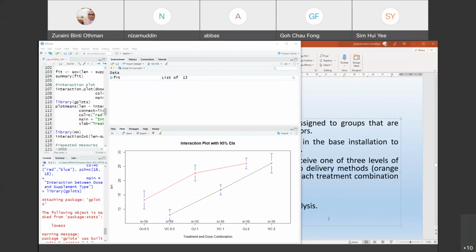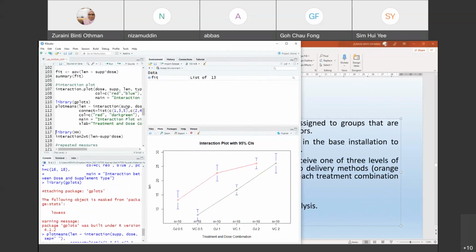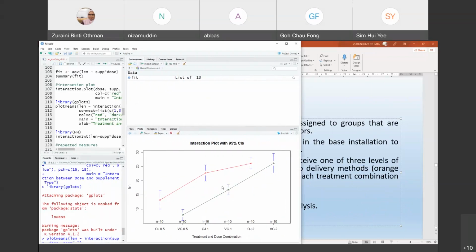Finally, you can use the interaction function, another function in the HH package, to produce a plot for both main effects or two-way interactions for any factorial result of any order. Now we are going to show our graph in many ways. This is one way to do the interaction plot.